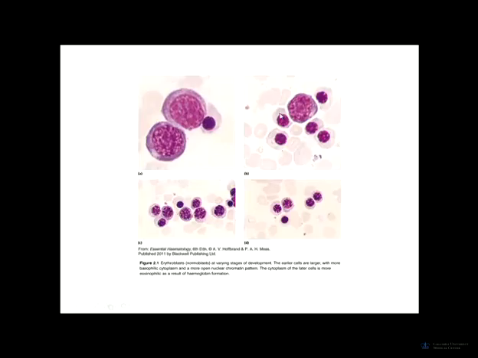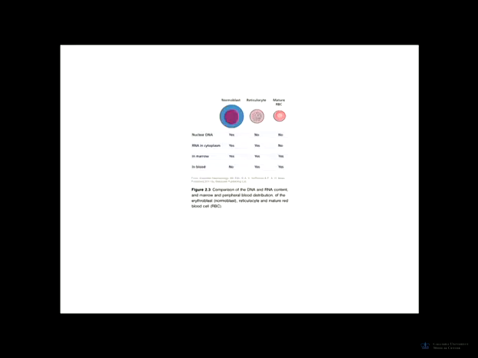You can see with time they become smaller. They have very dark pycnotic nuclei. The cytoplasm goes from a dark purple to a light pink over time. And this is how you can compare a mature erythrocyte to a reticulocyte to the bone marrow precursors, the normoblast. This is whether or not they have DNA, whether or not they have RNA, where they're found. And this is a useful way of just comparing them.